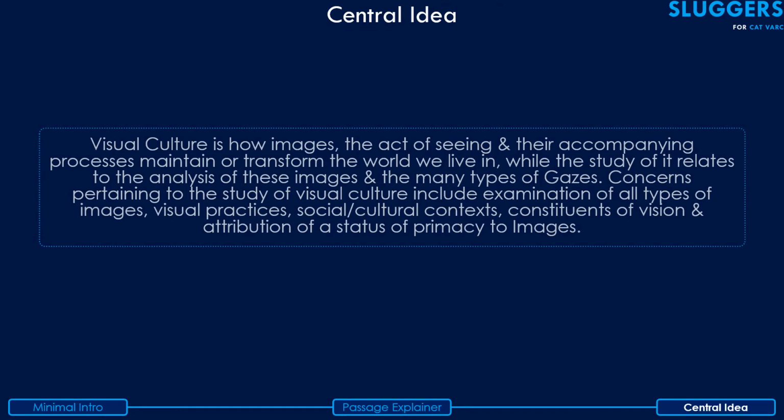Coming to the central idea of the passage, it can be captured by the following short para. It says, visual culture is how images, the act of seeing, and their accompanying processes maintain or transform the world we live in. While the study of it, visual culture, relates to the analysis of these images and the many types of gazes. Concerns pertaining to the study of visual culture include examination of all types of images, visual practices, social or cultural contexts, constituents of vision, and attribution of a status of primacy to images. That, guys, would be the central idea of the passage.